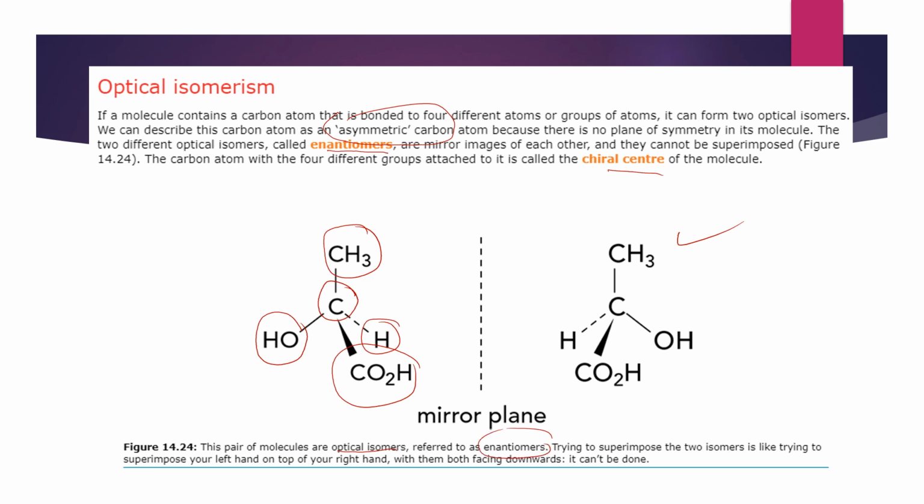Trying to superimpose the 2 isomers is like trying to superimpose your left hand on top of your right hand. You can try. With them both facing downwards, it can't be done. Impossible. So your left hand and right hand are optical isomers.